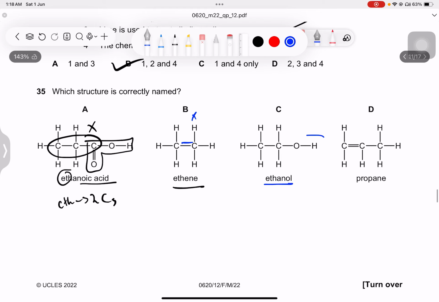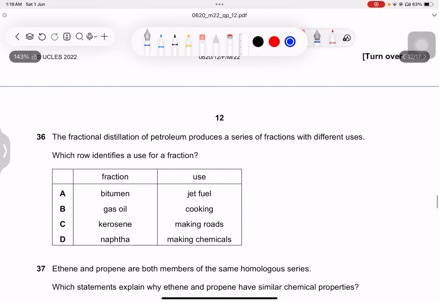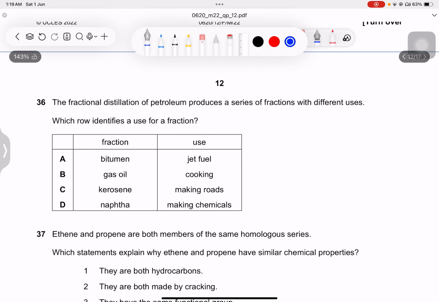Because the functional group is not present, the number of carbon atoms are correct. Ethanol, OH group should be present, yes. Two carbon atoms should be there, yes. So correct answer. D, propane. So no double bond should be present because it is an alkane. Why is there a double bond over here? So wrong.